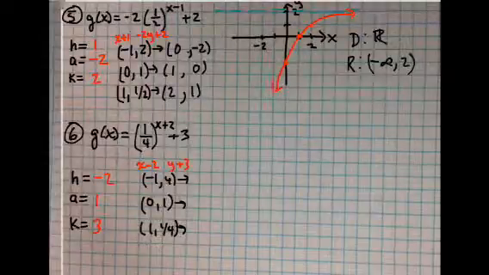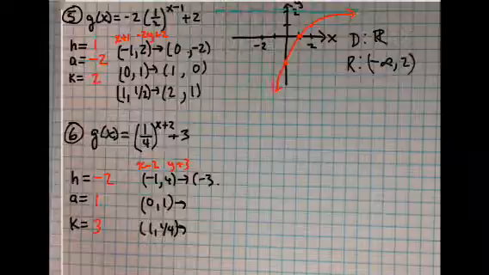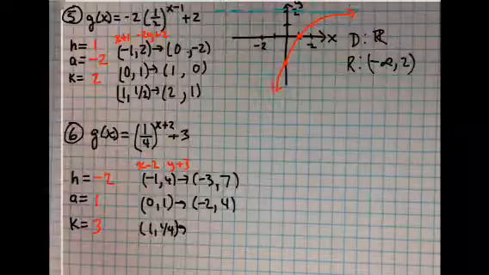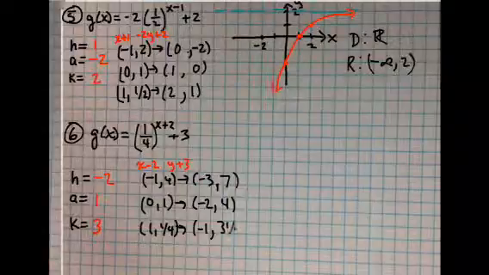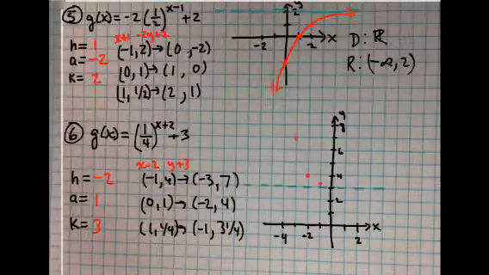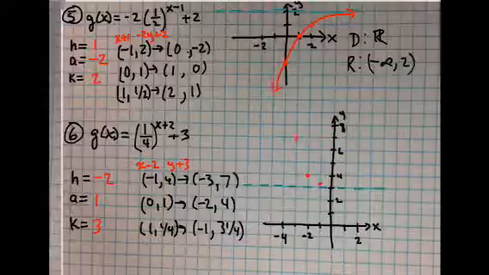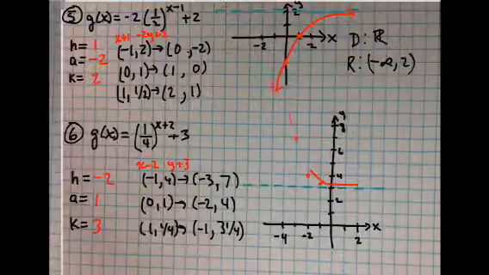So negative 1 minus 2 is negative 3. 4 plus 3 is 7. 0 minus 2 is negative 2. 1 plus 3 is 4. And 1 minus 2 is negative 1. 3 plus 1/4 is 3 and 1/4. Here are the points, and I already drew the asymptote at y equals 3 because k equals 3. Now I'm going to connect the points. Whoops, off a little bit, so let me go like that.